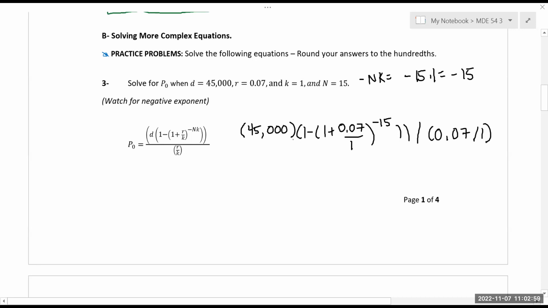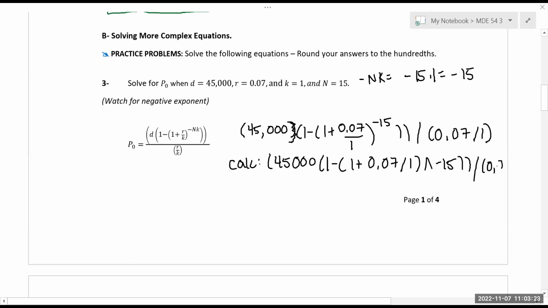Okay, and that's exactly how I would type it in as well. Oh, you don't need that parenthesis, sorry. So it's parenthesis, parenthesis, parenthesis, close, close, close, parenthesis, parenthesis. So when you type it in, you are typing it in as 45,000, 1 minus 1 plus 0.07 divided by 1, caret negative 15 divided by 0.07 divided by 1.